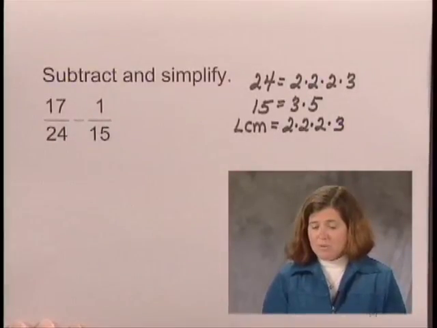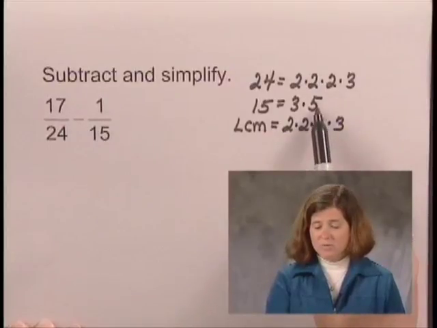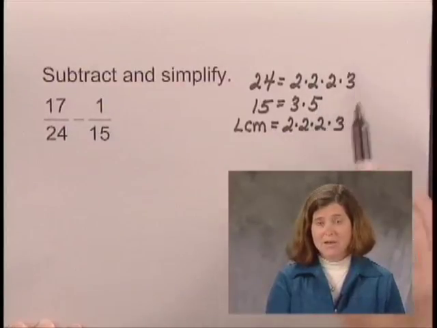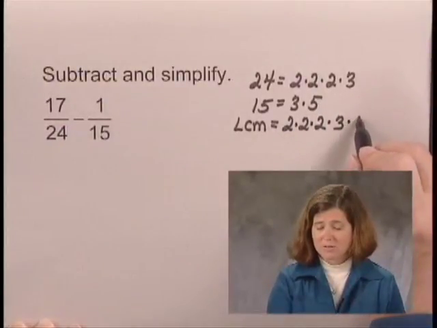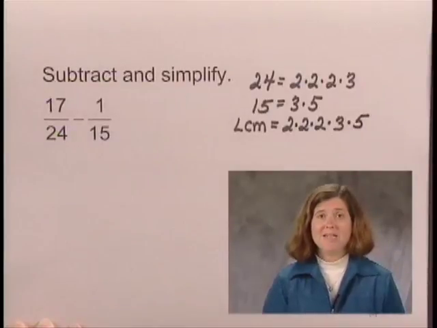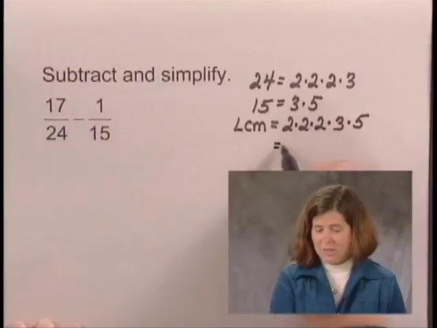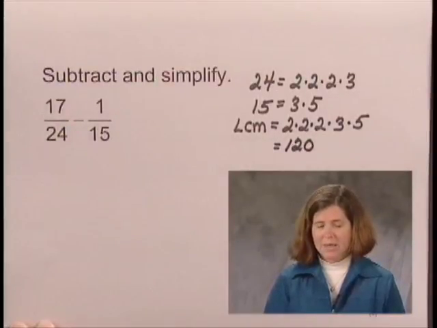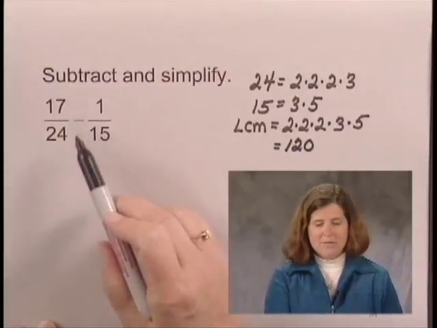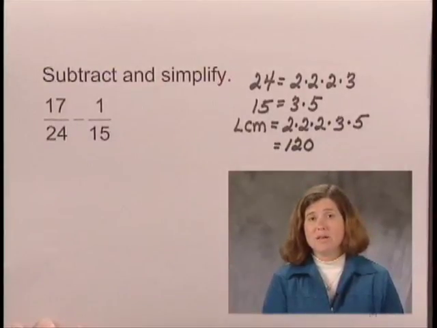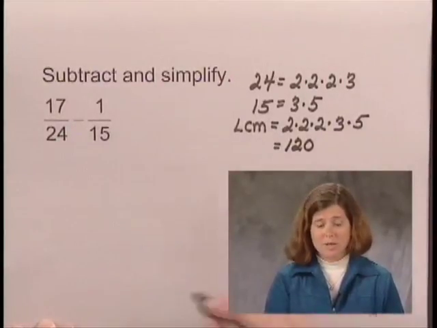The other prime number that we see is 5. There is 1 factor of 5 in 15 and none in 24, so we need 1 factor of 5. And that is the least common multiple. Multiplying that out, we have that the least common multiple is 120. So now we have to write 17/24 and 1/15 with a denominator of 120.